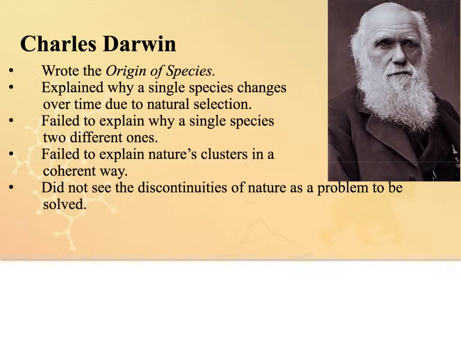Charles Darwin wrote The Origin of Species, and he explained why a single species changes over time due to natural selection. However, he failed to explain why a single species evolves and splits into two different ones. He also failed to explain nature's clusters in a coherent way, and he did not see the discontinuities of nature as a problem to be solved. He believed that discontinuities were favored by natural selection.